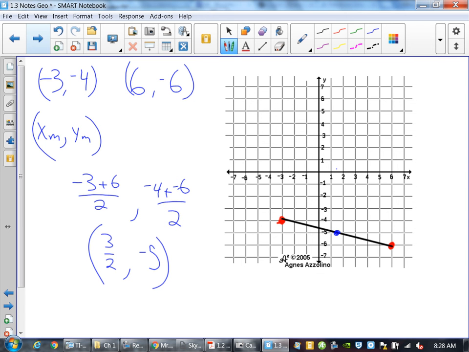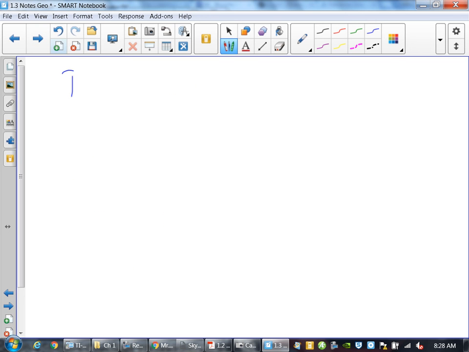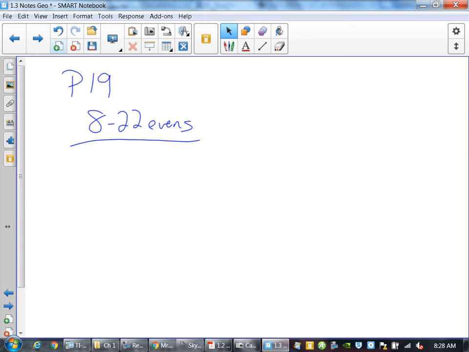What I would like you guys to work on this evening is on page 19. Let's just start with 8 through 22 evens, please. Let's start with those for tonight, and tomorrow we'll do find the missing endpoint, which we don't do anything but count.